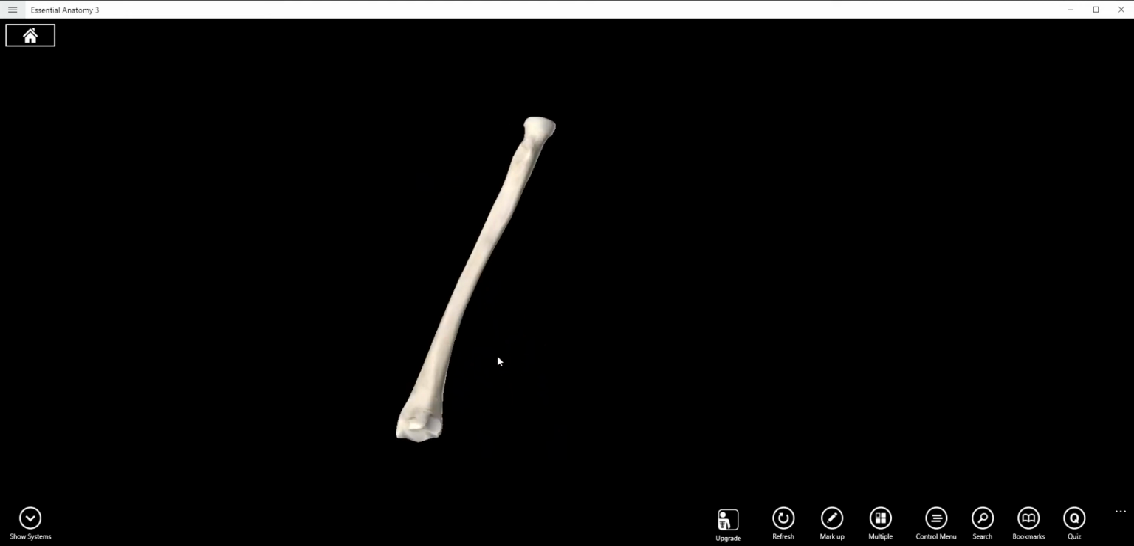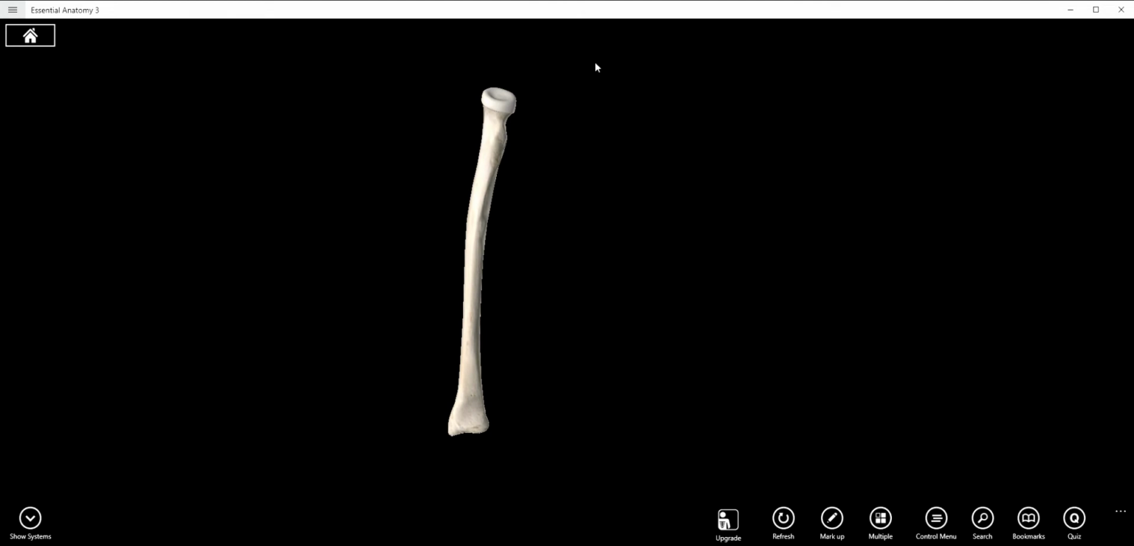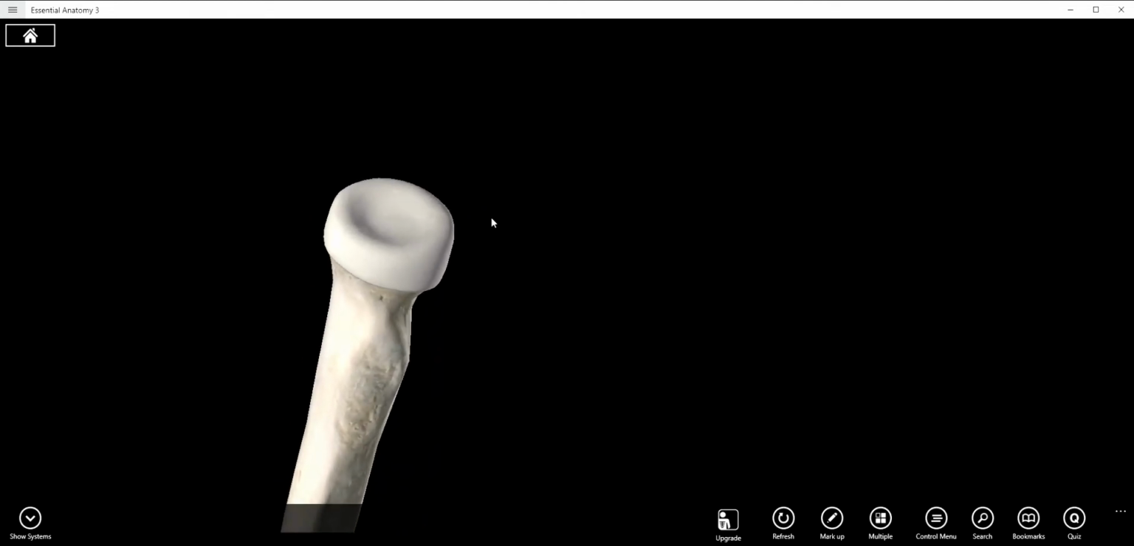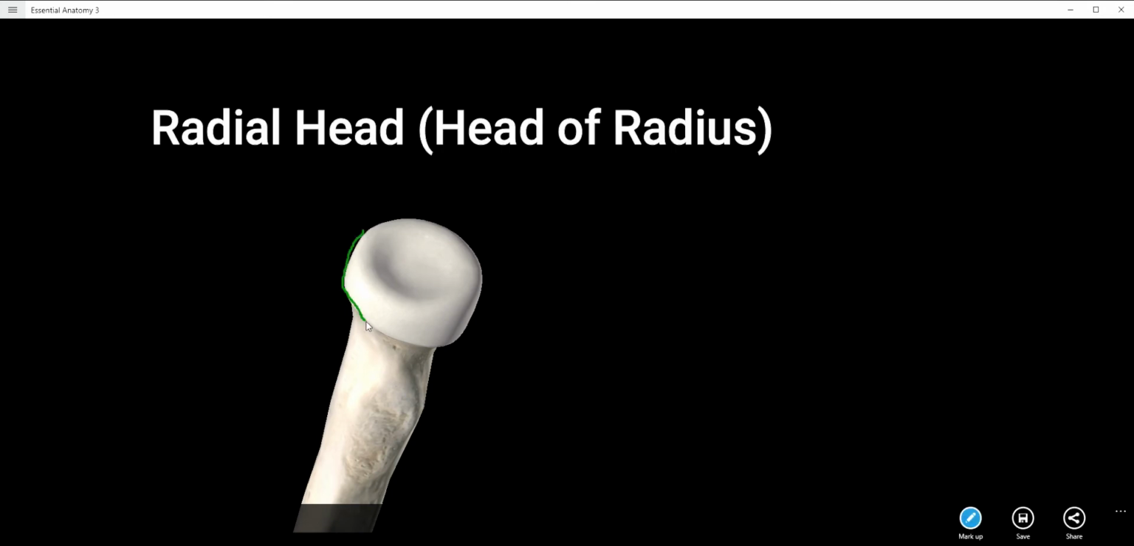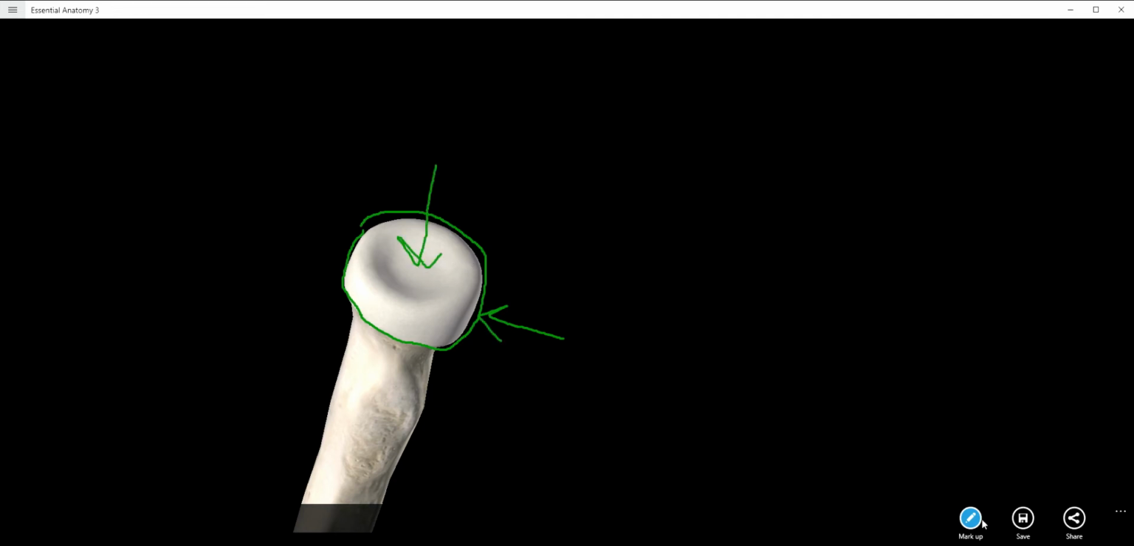So let's go ahead and run through the structures of the proximal end first. There aren't a whole lot. So the first structure is the head of the radius, which is right here. Kind of has this donut looking shape. It's going to articulate medially with the ulna and then superiorly with the humerus.